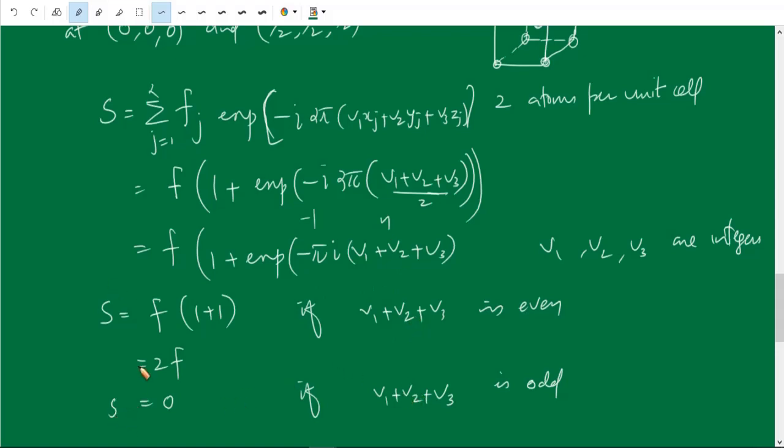The structure factor is equal to 0 means the total contribution of the X-ray intensity, so the amplitude, is 0 from that unit cell. So there will not be any X-ray diffraction. Okay, so from the index of the crystal, we can say whether diffraction can occur or not. The next is structure factor of FCC.